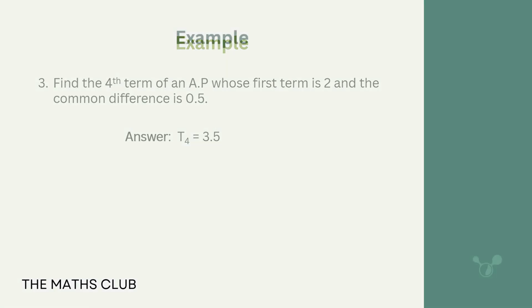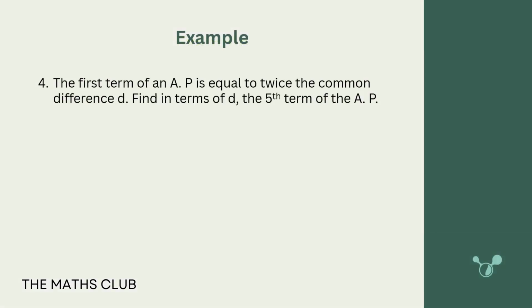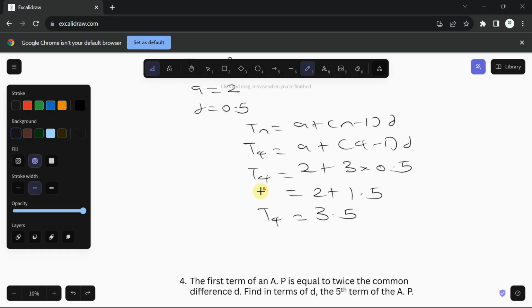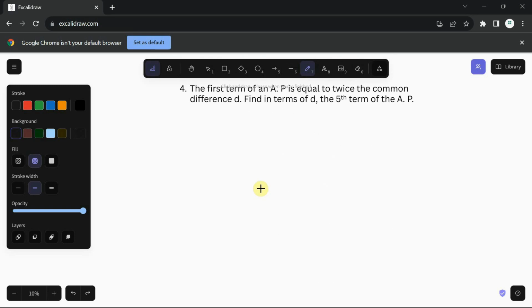Great. The next question says that the first term of an AP is equal to twice the common difference d. Find in terms of d the fifth term of the AP. So when you see questions like this, don't be afraid. Let's break it down. So what is given? The first term, a, is equal to twice the common difference. So that means a is equal to 2d, right? Great. That said, find in terms of d the fifth term.